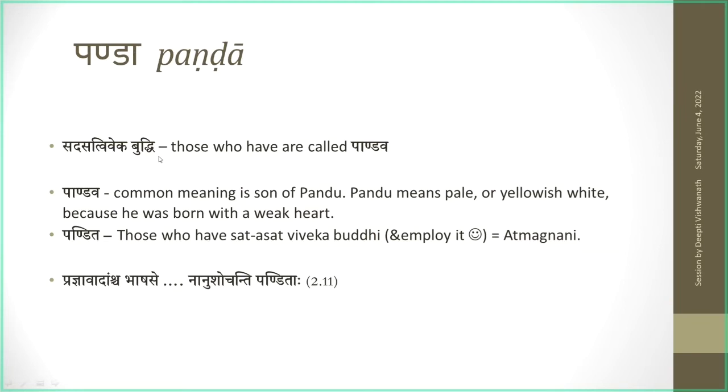The common meaning that floats around is son of Pandu, because another meaning of Pandu is pale, yellowish, white. Because he was born, I am saying, with a weak heart, maybe a hole in the heart or whatever, he was pale, yellowish, because we know the story. I'm not going there. So, Pandit is the one who has Sat Asat Viveka Buddhi, and of course I'm adding to it, he employs it also. Once you have it, it automatically comes out. In other words, he's an Atmagyani.